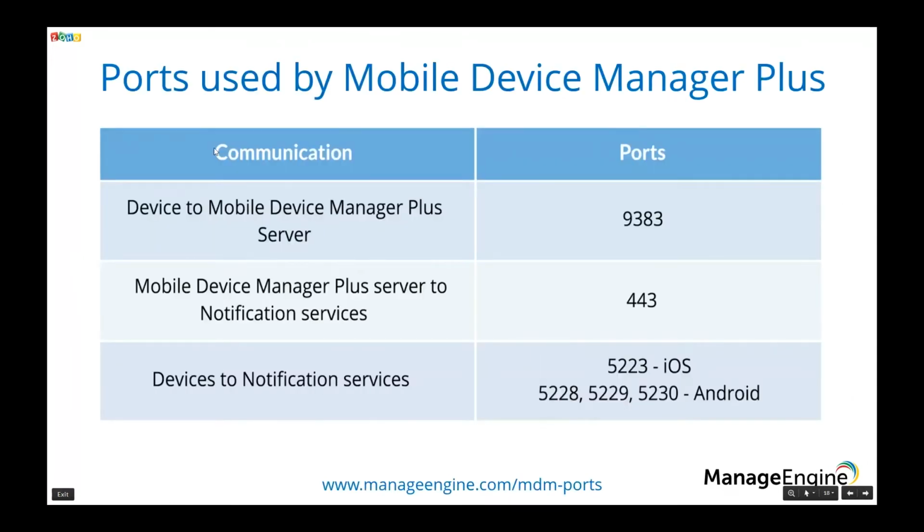All right, so when it comes to on-premise users, these are the list of ports which need to be allowed in your network. The device will use 9383 to contact the server, the server will use 443 to reach the notification services, and device notification will happen through the 5223 series. You can also check the inbound and outbound port information at the URL mentioned below.